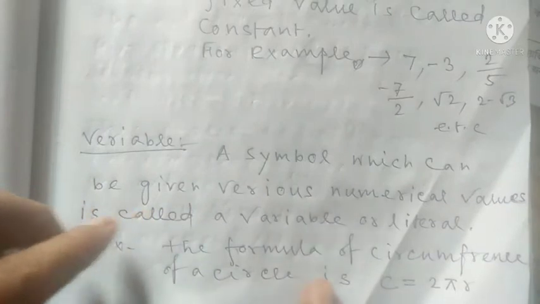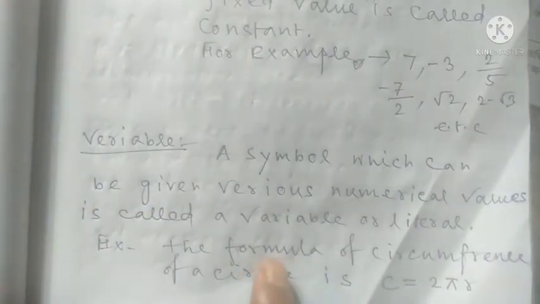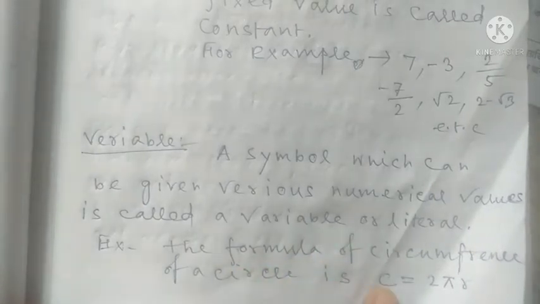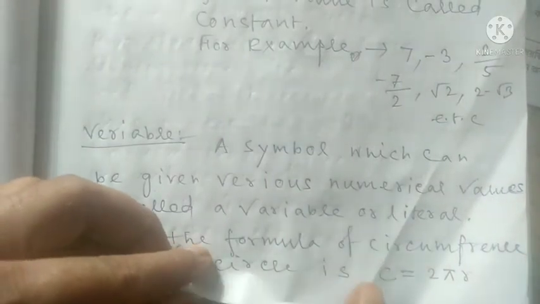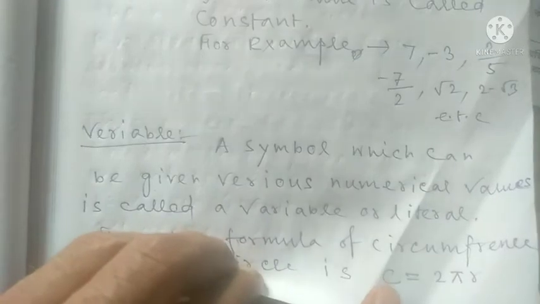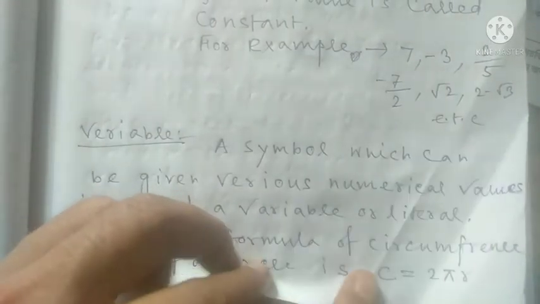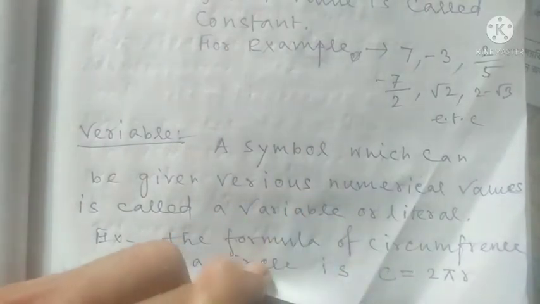I'm explaining this with the example of the formula for the circumference of a circle. You can take not only the circumference of a circle, but also the perimeter of a square or the perimeter of a rectangle. You can take any symbol which has various values. So I think it is clear.